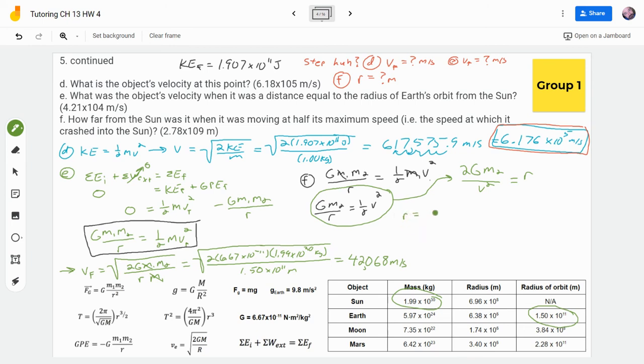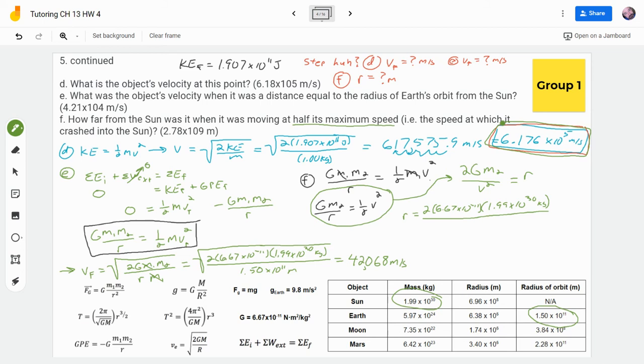So r ends up being equal to 2 times G, 6.67 times 10 to the minus 11th, times M2, the mass of the sun, 1.99 times 10 to the 30th kilograms, over v squared. Well, how fast is it moving? Remember, the whole bit was half its maximum speed. So I just need half of this number.